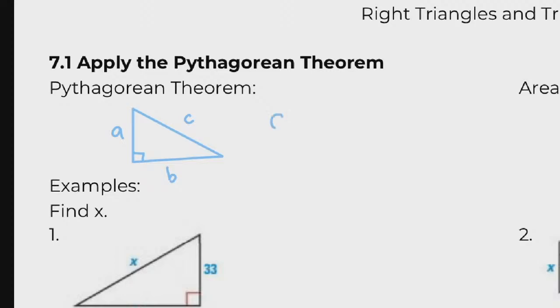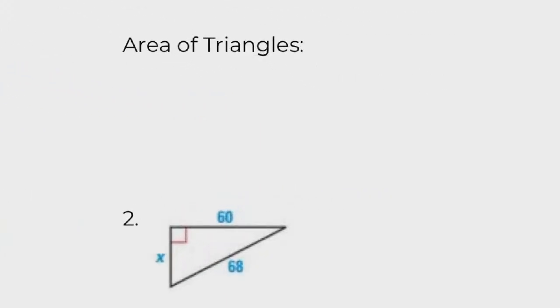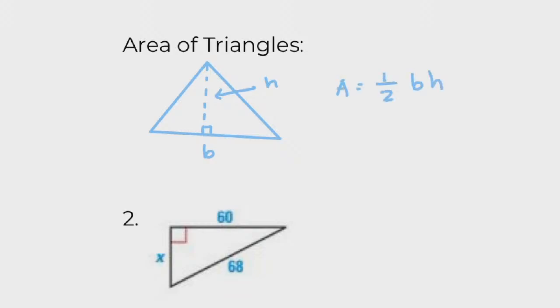So the Pythagorean Theorem is A squared plus B squared equals C squared. And for area of triangles, let me draw a picture of a triangle really quick. This here is the height, and the bottom is the base. So the area is 1/2 the base times the height. The height always has to make a right angle. If it doesn't, that means it's in the middle like this. But if it's a right triangle, then it's just the other leg.